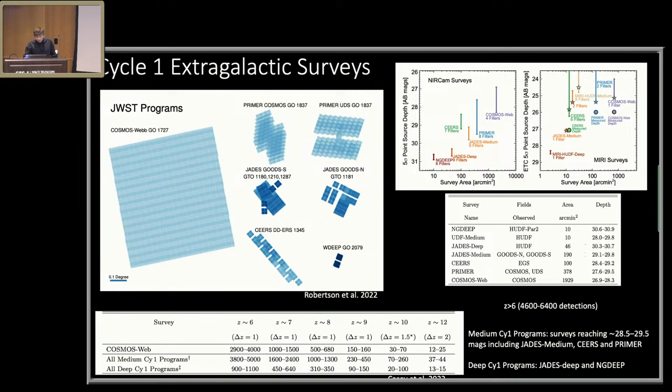In this table, we have the number of galaxies we expect to discover in Cosmos Web. It's more than 500 galaxies at redshift greater than 8, more than 12 galaxies at redshift 12.